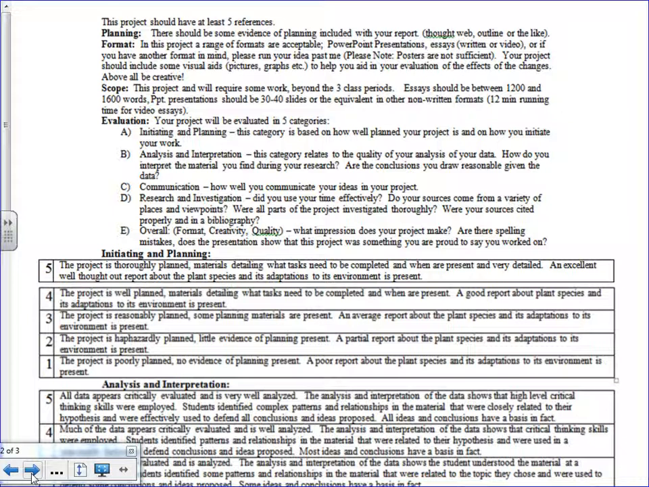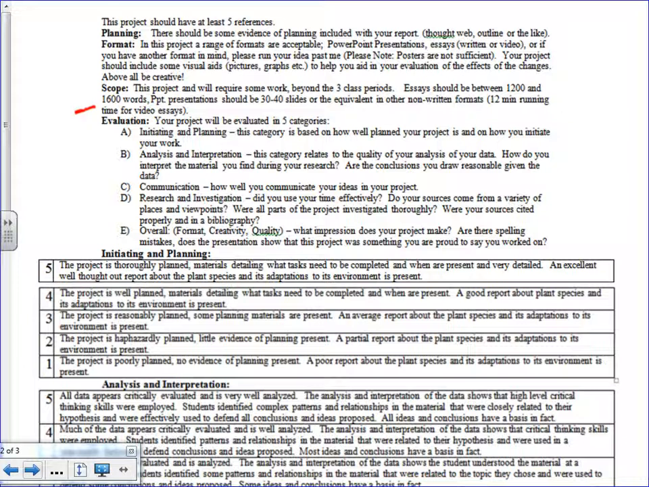Scope needs to be between 1,200 and 1,600 words. To give you an idea, in 12-point font, 1-inch margins, single spaced, that's about 2 pages. So it's not terribly large. Most of you, your toxin project was that long. We said it had to be between 800 and 1,000, and most people had it around 1,200. This needs to be just a little bit longer, 1,200 to 1,600, in order to cover everything.